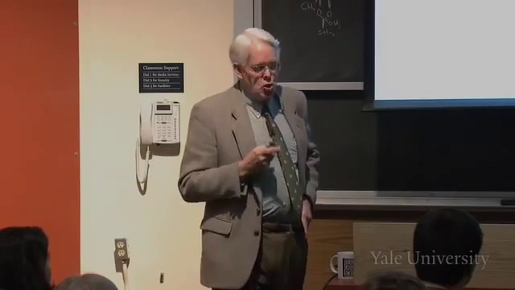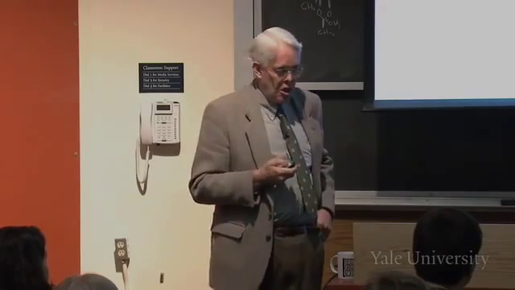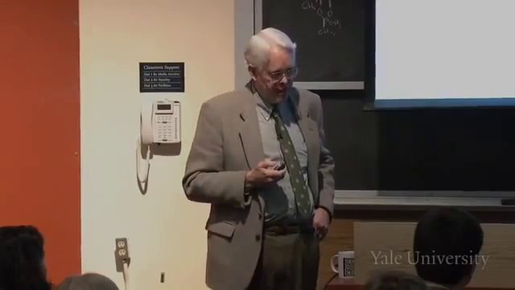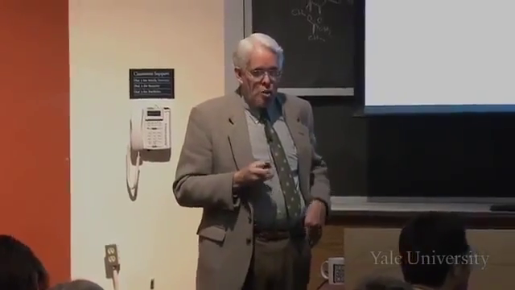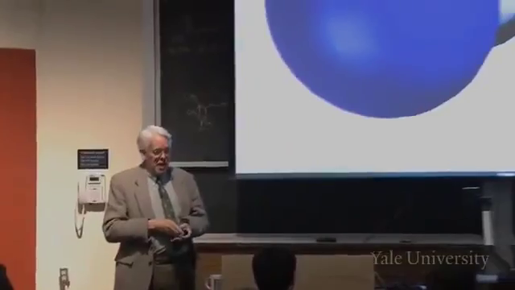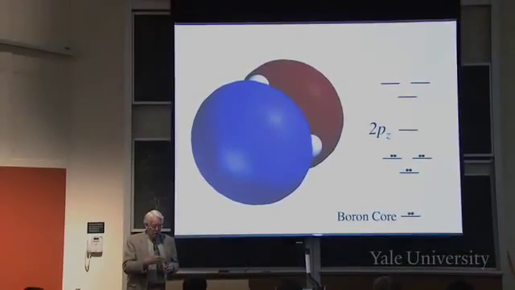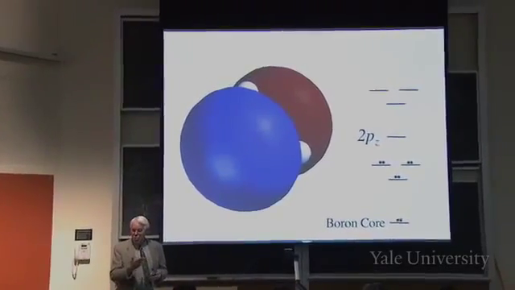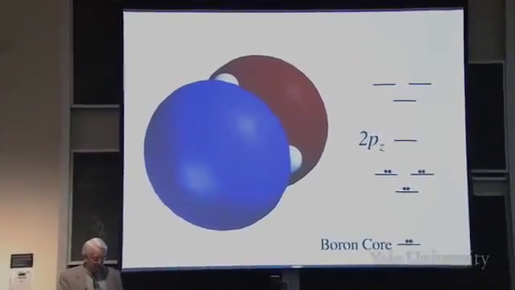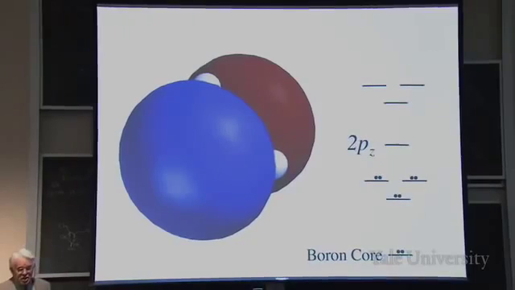Okay, so there's that 2pz orbital, a vacant orbital, right? Here's the boron core, but now we're doing it. We're happy to use a vacant orbital. That's part of Lewis's idea. So 2pz will share with the computer. Both of us see that as the lowest vacant orbital. The boron core we understand quite well.